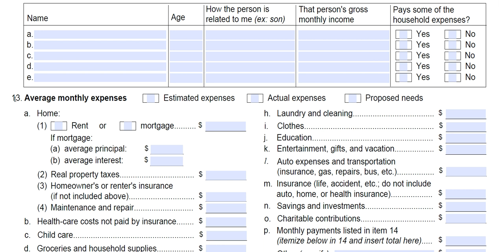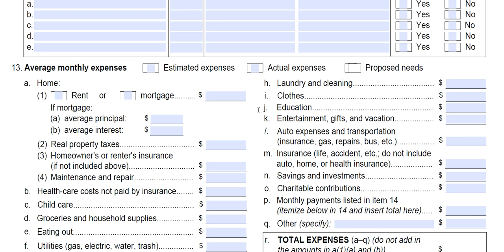Then under line 13, if these numbers are not exact numbers, you can just write in estimated expenses. If you have done this by cross-referencing your books and accounts, and these are exact specific numbers, then type in actual expenses. If the numbers represent an amount that you propose that you would need in order to continue your lifestyle, then you can mark proposed needs.